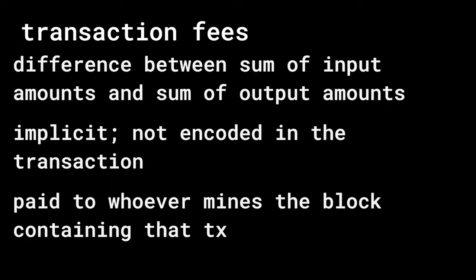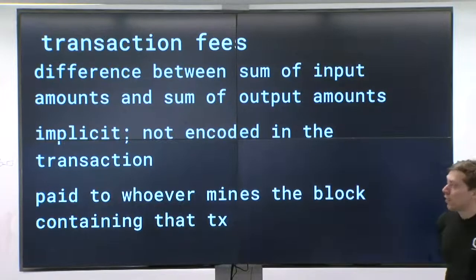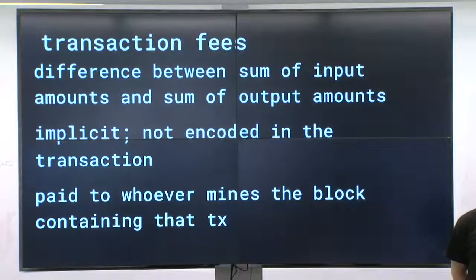So today's main topic, transaction fees. We described earlier that the transaction fee is just the difference between the sum of the input amounts and output amounts. What's interesting is it's implicit. So if you actually look at a transaction, you can't tell what the fees are. You have to look at its ancestors to tell what the fees are.